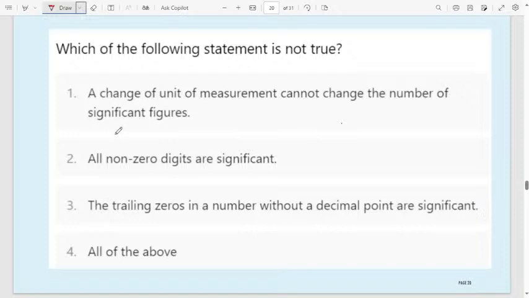First one, a change of unit of measurement cannot change the number of significant figures. Already I explained this. Yes, this one is true. All non-zero digits are significant. Yes, this is also true. The trailing zeros in a number without a decimal point are significant. This is false. This one is false. Okay, I will write here.